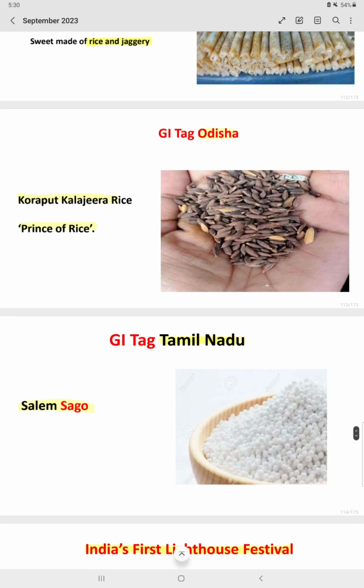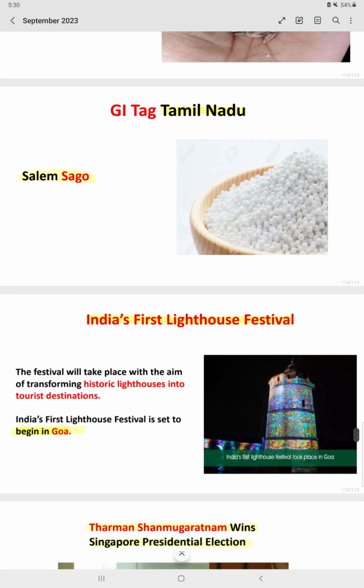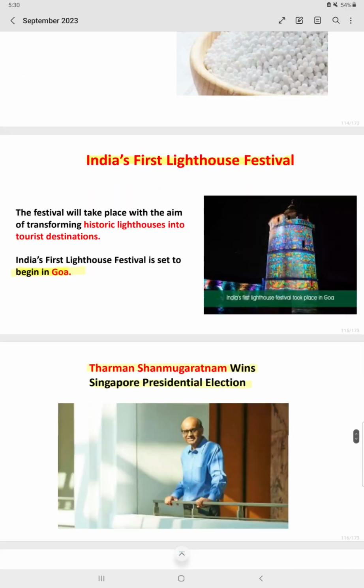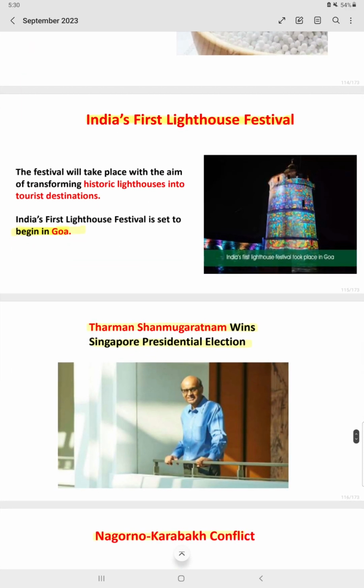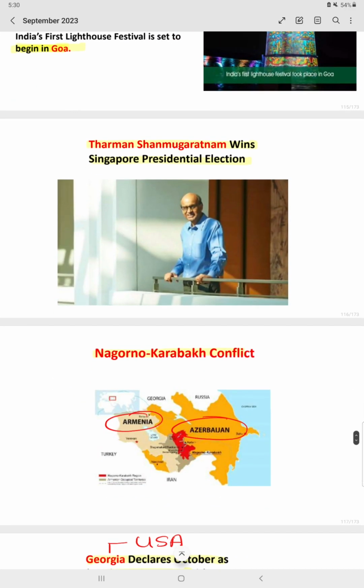And Koraput Kala Jeera rice. This is of Odisha and is also called the Prince of Rice. Then Salem Sago. What is this Salem Sago? This is basically Sabudana. This has a GI tag with Tamil Nadu. India's first lighthouse festival. It is in Goa.